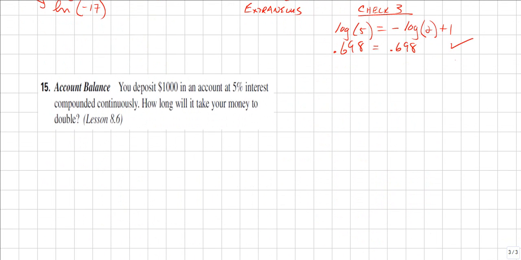The next question says that I'm going to deposit $1,000 in an account at 5% interest, compounded continuously. How long would it take my money to double? Okay, so what I have is the equation: the amount I have at the end is equal to the amount invested, e to the rt. Now I deposit $1,000 in an account, so that would be A is equal to 1,000 e to the rt. And of course, the A would be 2,000 to be doubling, right?